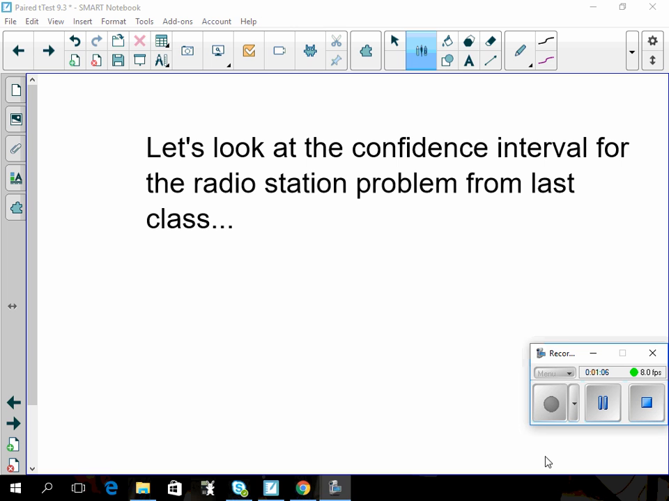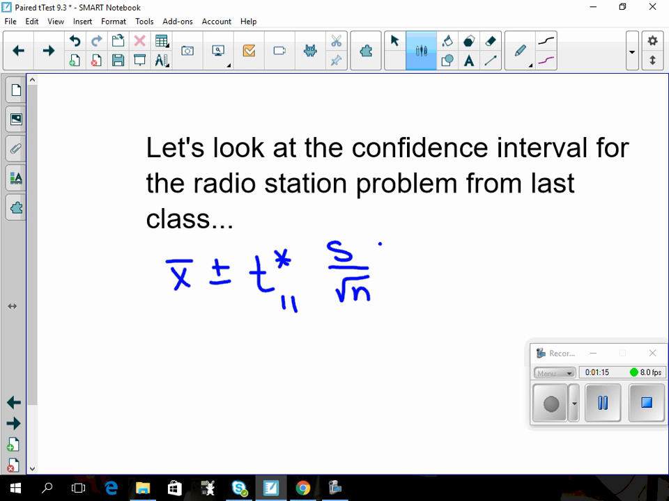So what you should have gotten when we're talking about a confidence interval, hopefully this notation looks familiar to you, okay? We have our statistic. Our statistic in this case is x bar, or our sample mean. What does t star sub 11 mean? I'm going to have to use inverse t to find it. That's true. What does the star mean? What's another name for that notation?